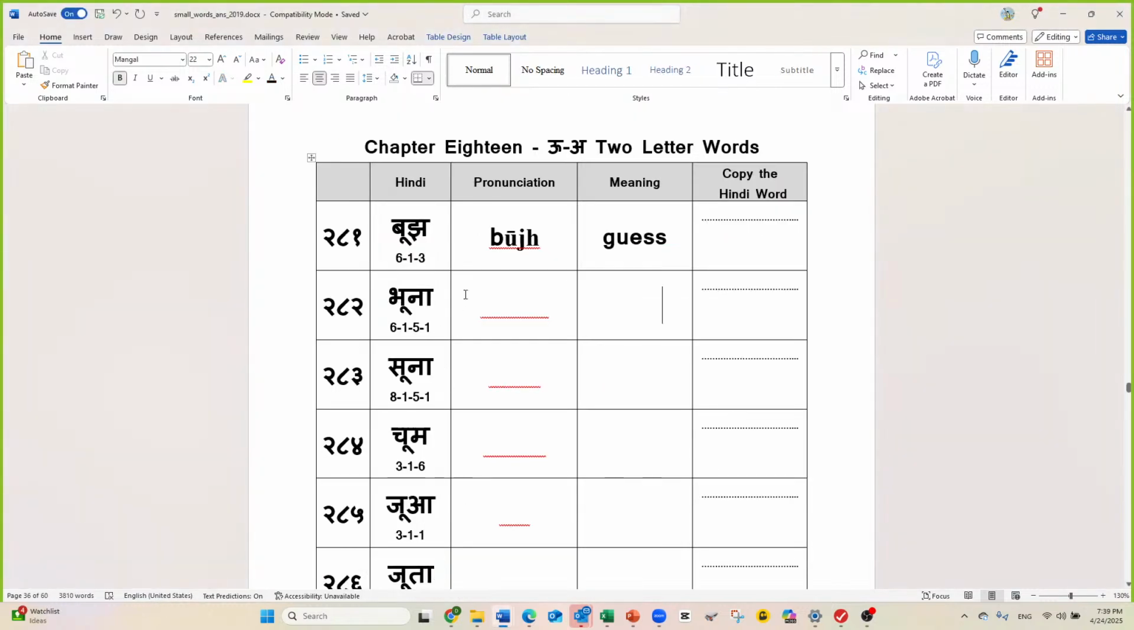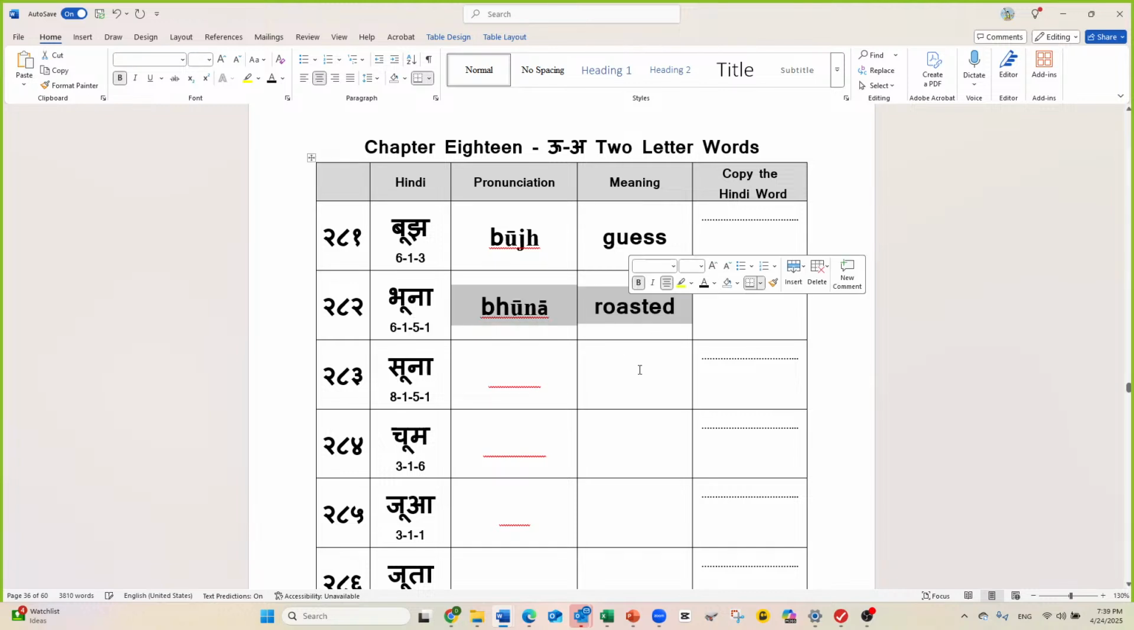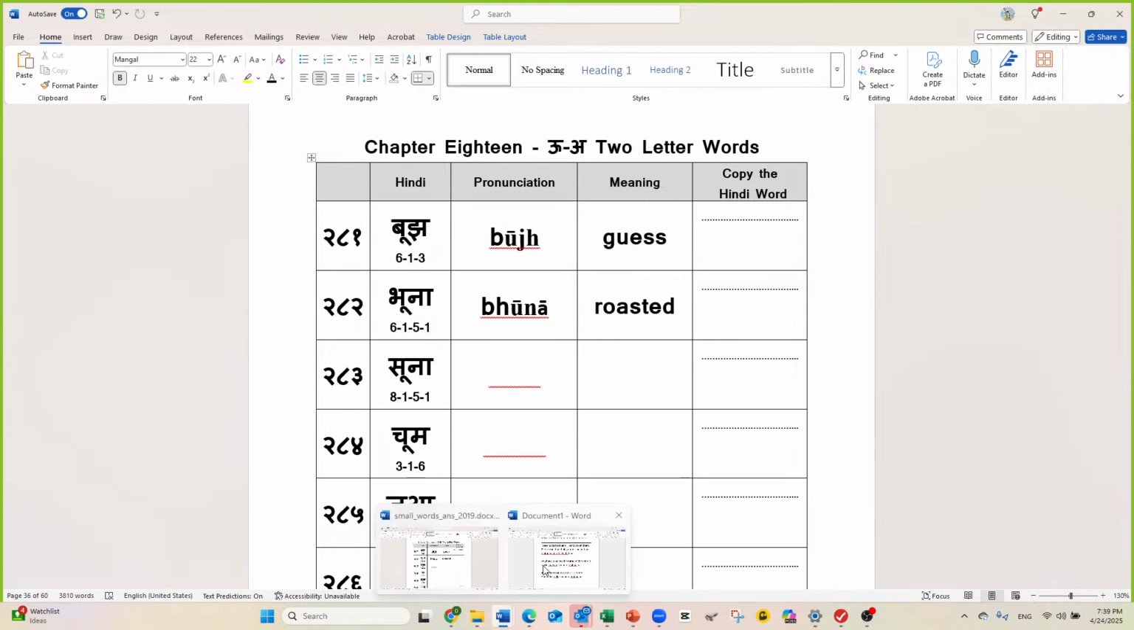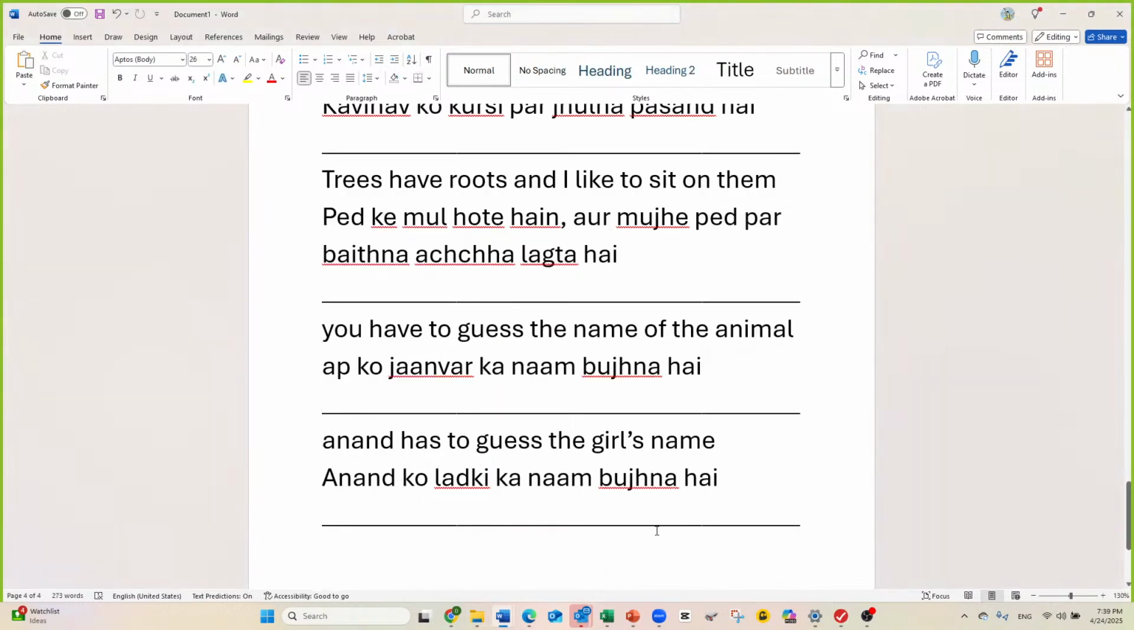Next word. भूना. Bhuna. Bhuna means roasted. Okay, give me an English sentence with the word roasted in it. The chicken was roasted at Thanksgiving. I mean the turkey was roasted at Thanksgiving.